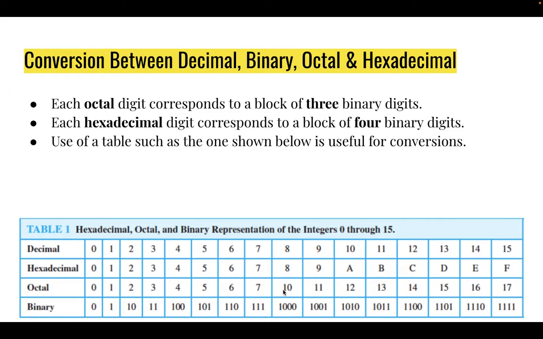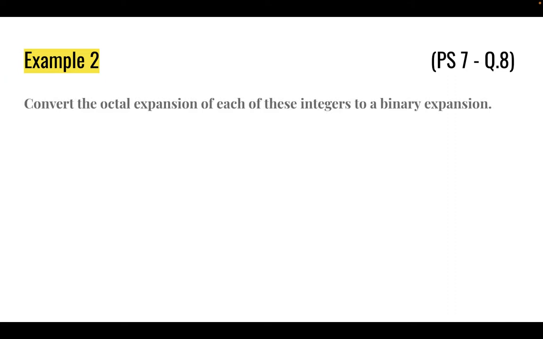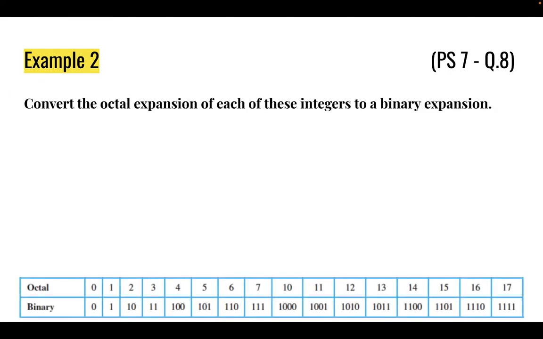Let's see an example. This is an example from problem set 7, question number 8. Here we need to convert the octal expansion of each of these integers to a binary expansion. So basically we need to convert an octal number to a binary number. Let's bring our table for our reference. And our first example is 572 in base 8.